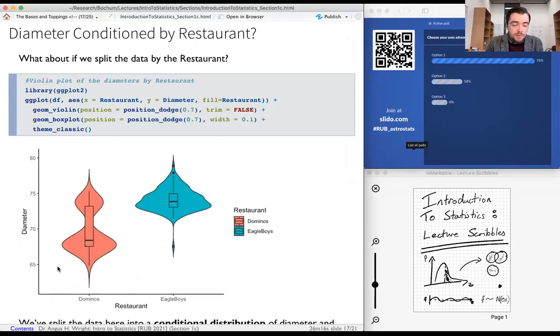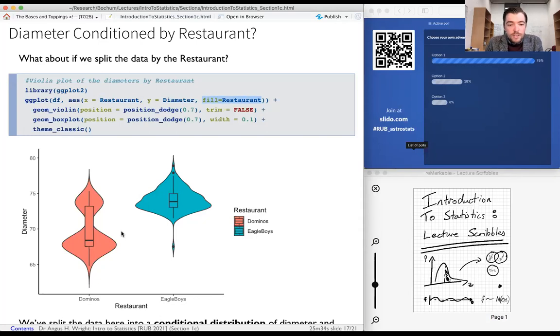And I've plotted the violin plot, which, as you'll recall, is a combination of a kernel density estimate, the actual violin, and the box and whisker plot that I've overlaid on top. The way in which I've split this by restaurant, without knowing anything about the restaurant data itself, is simply by saying that I want to do a plot of the information contained within my data frame, and I want to split by restaurant on the x-axis and diameter on the y-axis. And then we'll look at what this fill does in a second.